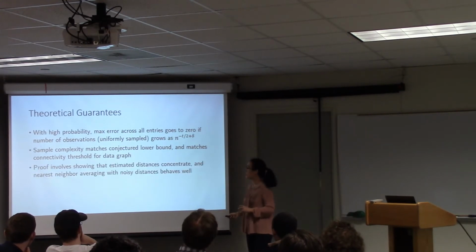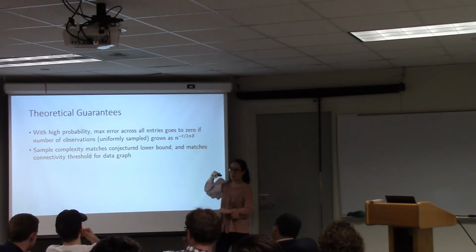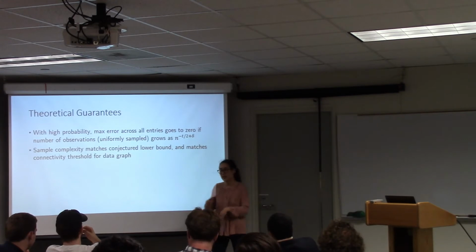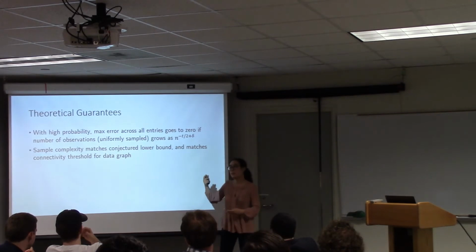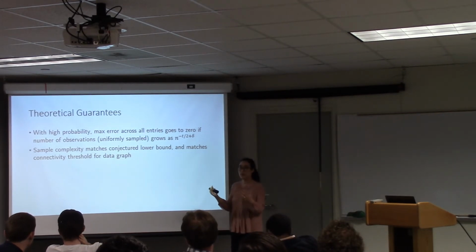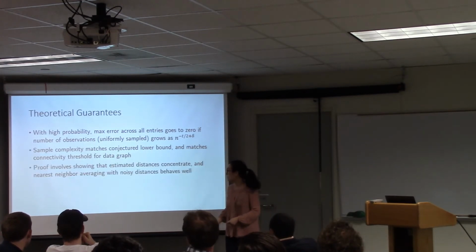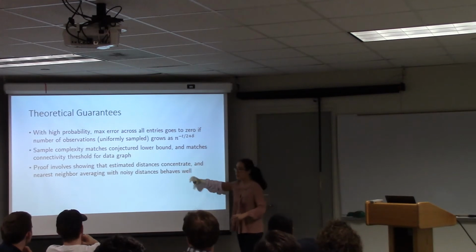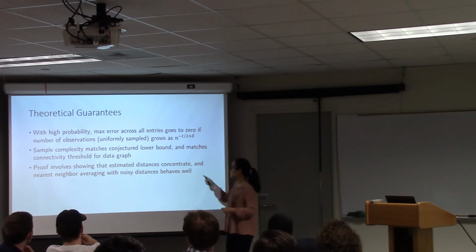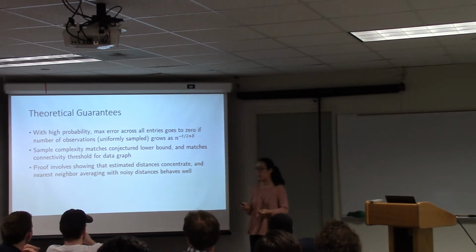Okay. Thanks. So in some sense, the interesting thought is that because the sample complexity directly matches this connectivity threshold for the data graph, that gives another explanation for where this conjectured lower bound could come from. And it also implies that any algorithm that hinges on this data graph being connected is not going to be able to push past this. All right. So the proof involves showing that these estimated distances concentrate. That involves a martingale concentration result, looking at these local neighborhoods. And then subsequently, you also need to show that the nearest neighbor averaging with noisy distance estimates works as well.